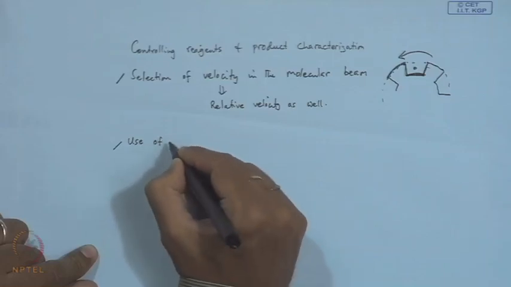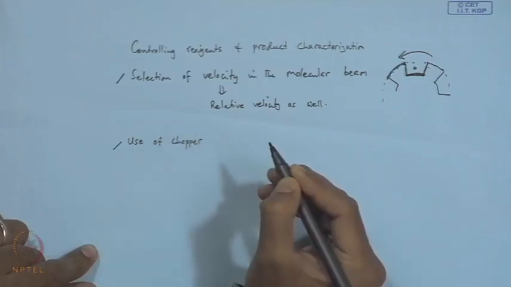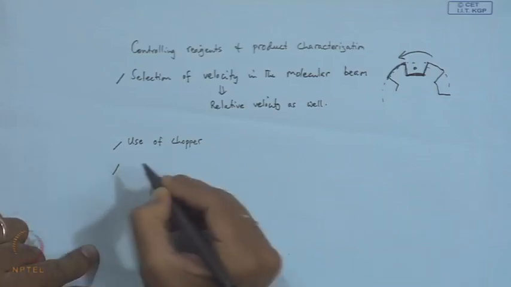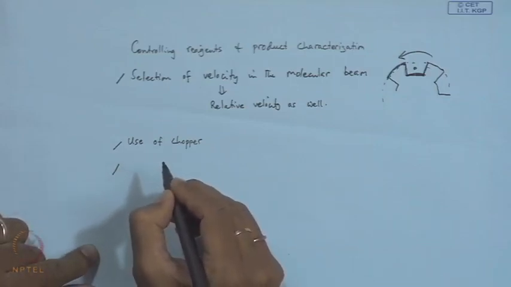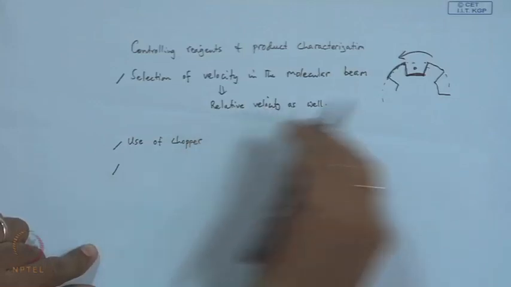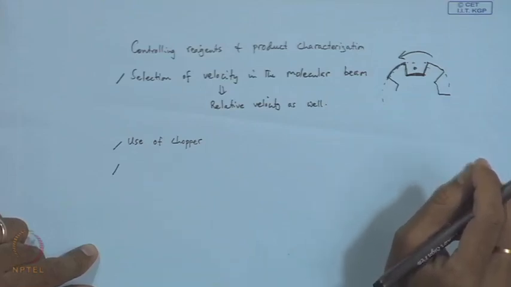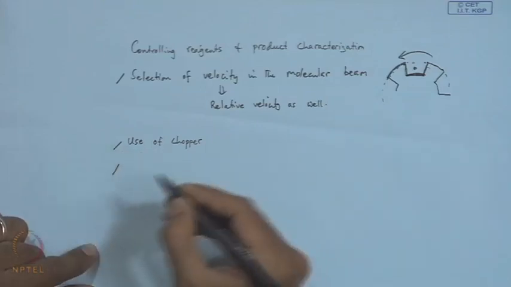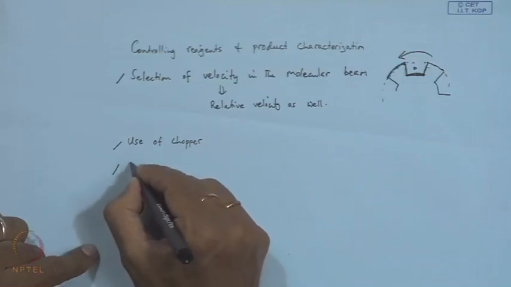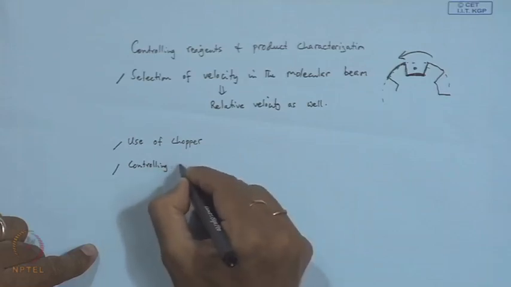Use of chopper. Maybe if you change the pressure difference between the source and the target, that will also change the velocity. So, controlling the pressure.